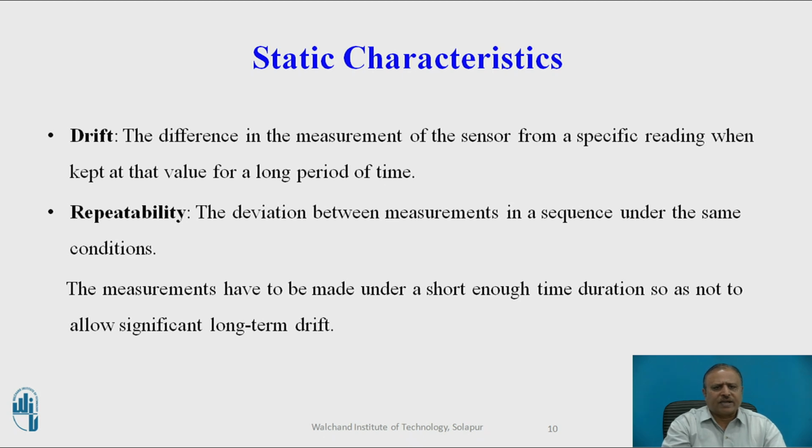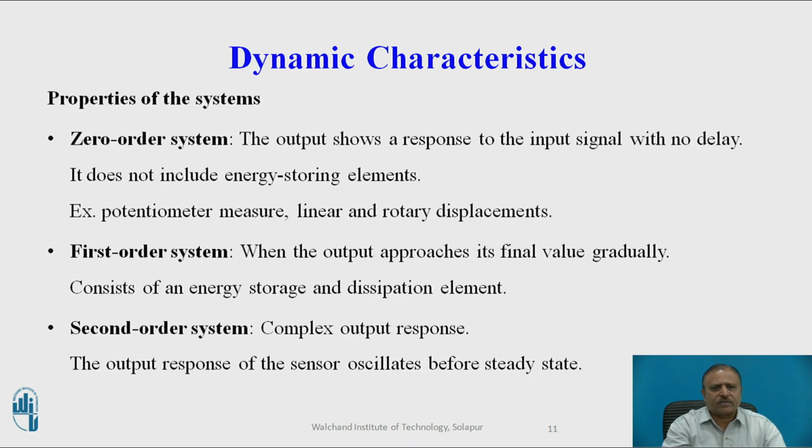The next characteristic is drift. It is the difference in the measurement of the sensor from a specific reading when kept at that value for a long period of time. Repeatability is the deviation between measurements in sequence under the same condition. The measurements have to be made within a short enough time duration so as not to allow significant long-term drift.